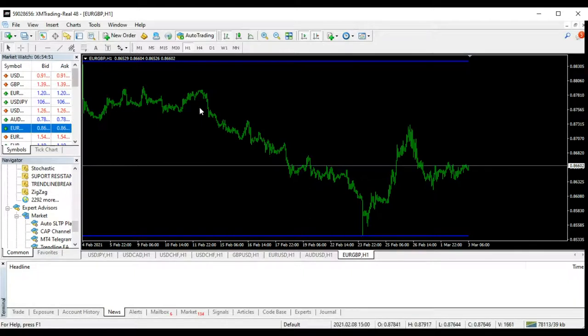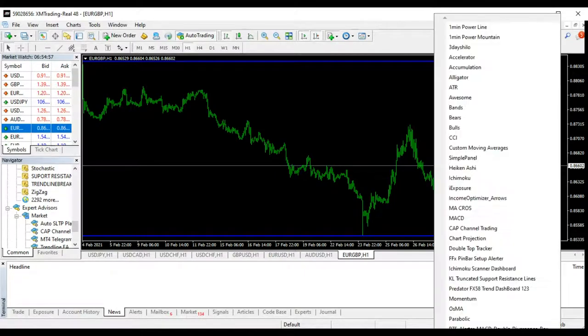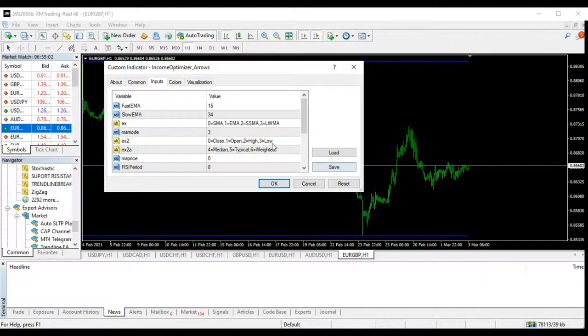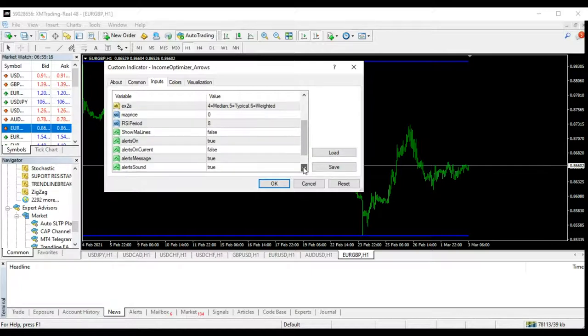Let us go get that arrow, the arrow that I put, that I call the income arrow. Go to custom. The income arrow that I put, and this arrow also has a lot. I always set mine to be like 10, crossing 50, because it will give me the best signal. And then all the other settings, I leave them alone. And I do things like show MA lines.